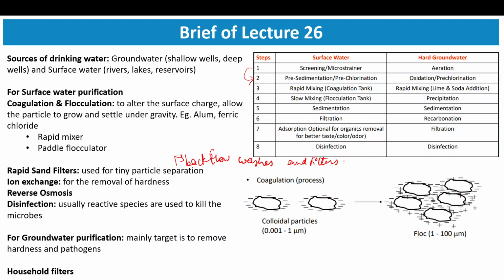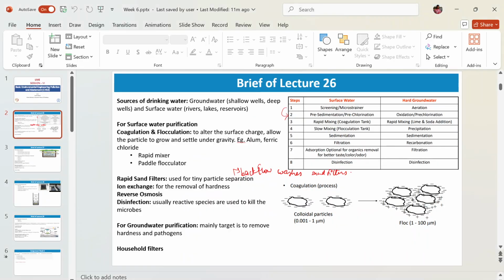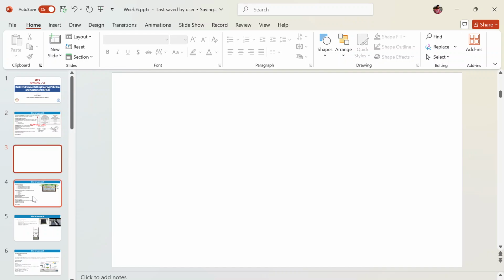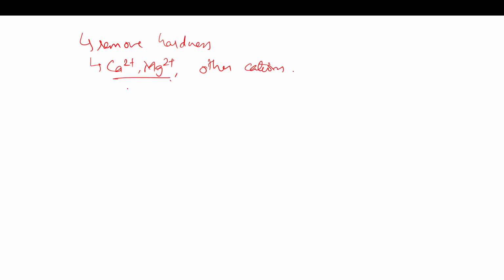The point where we were discussing ion exchange. I had asked you a question: why do we require ion exchange? So the basic aim of ion exchange is to remove hardness, and hardness is contributed by the presence of calcium, magnesium, and a few other cations in water, right? So basically it is because of these two.